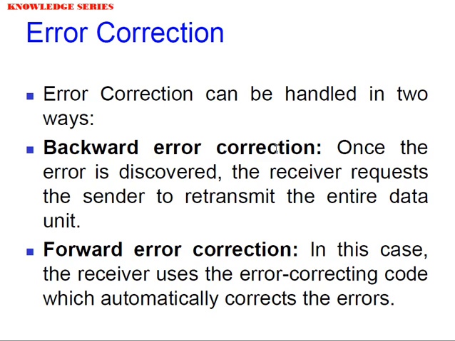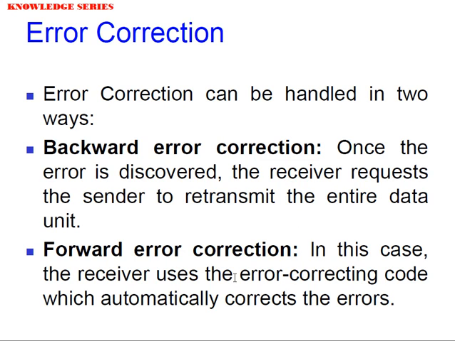In the case of forward error correction, the receiver uses an error correcting code which automatically corrects the error. So it uses the error correcting code for correcting the error, and thereby the error in the bit gets automatically corrected. So these are the two methods by which we can do error correction, that is backward, by BEC, or forward, by FEC.